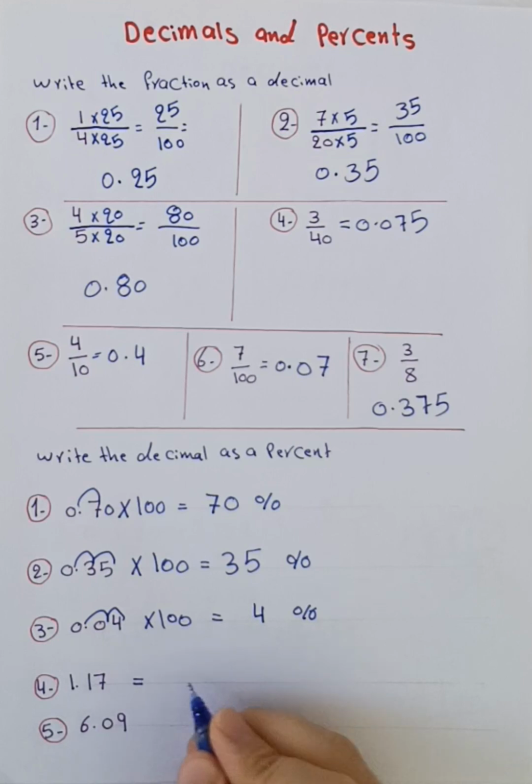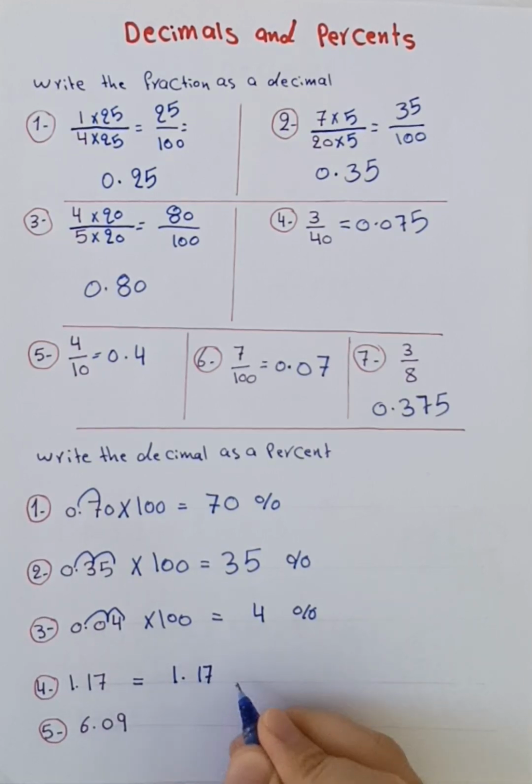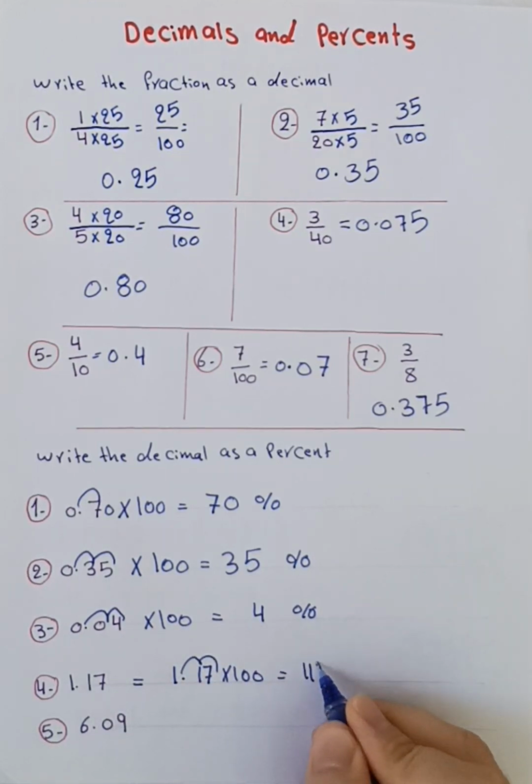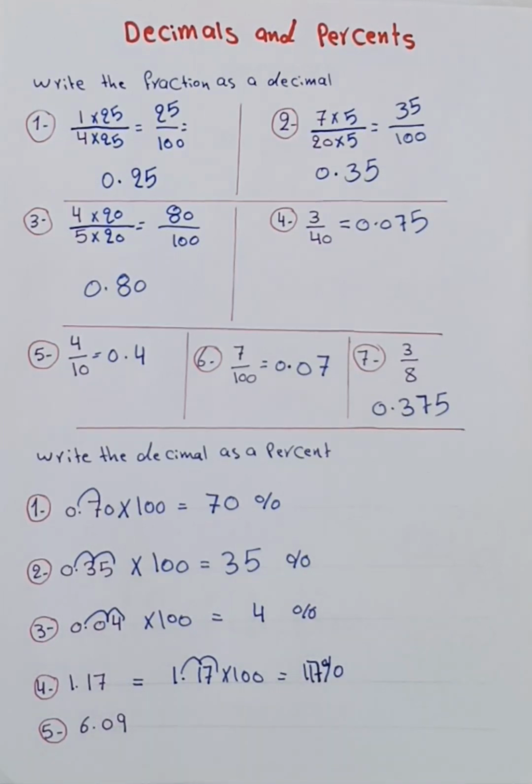Example number 4, we have 1.17. You have to multiply 1.17 by 100. The decimal point moves 2 steps to the right. 1, 2. Equal to 117%.